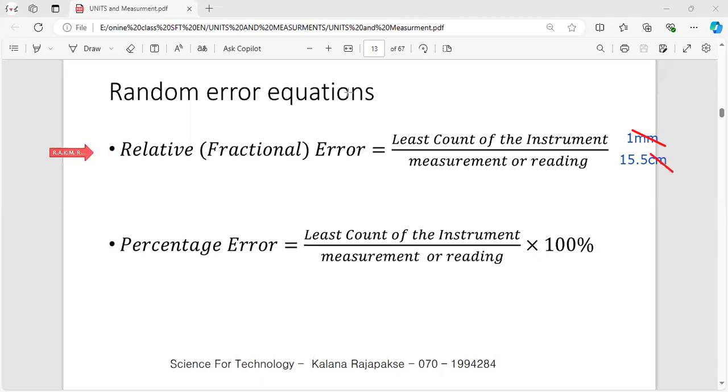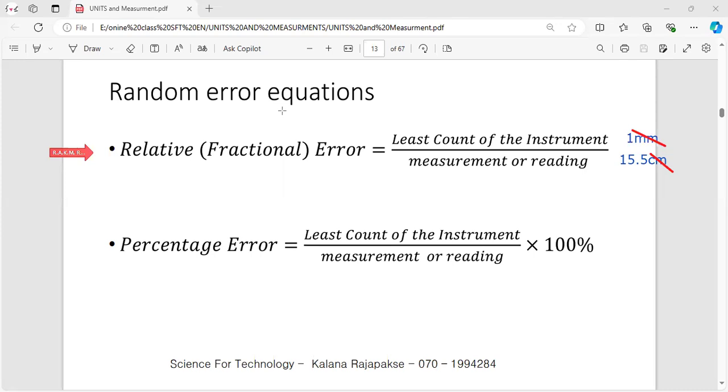So remember, for fractional or relative errors, there is no unit. It is dimensionless, like a fraction. Yes, for fractions we don't have any units. And whenever you are solving this kind of fractional error, make sure to keep both values in the same unit, right? Otherwise it will not be a correct answer. Once you find out the relative or fractional error, you can multiply it by 100%, and there you have the percentage error, right?